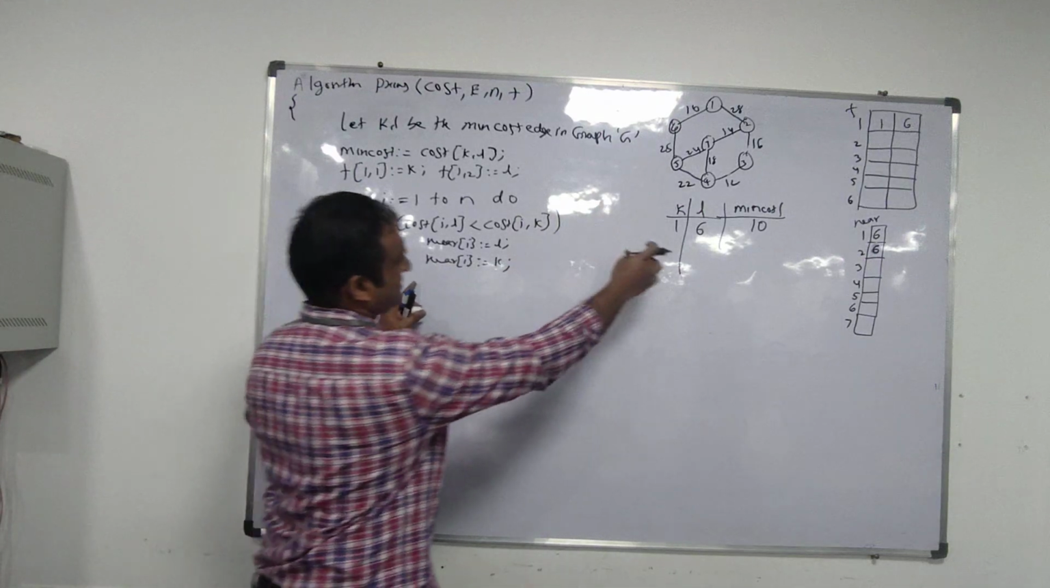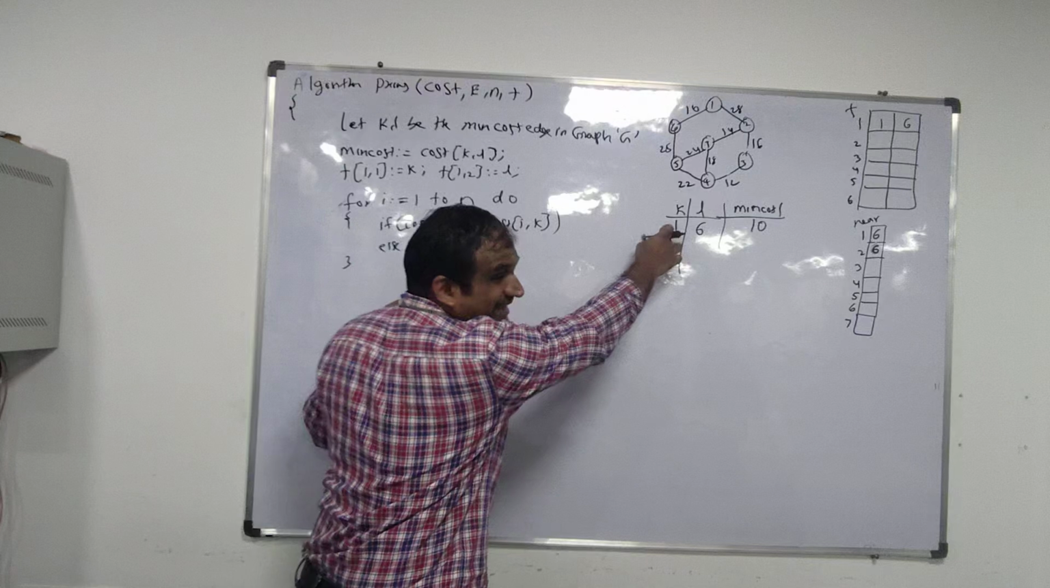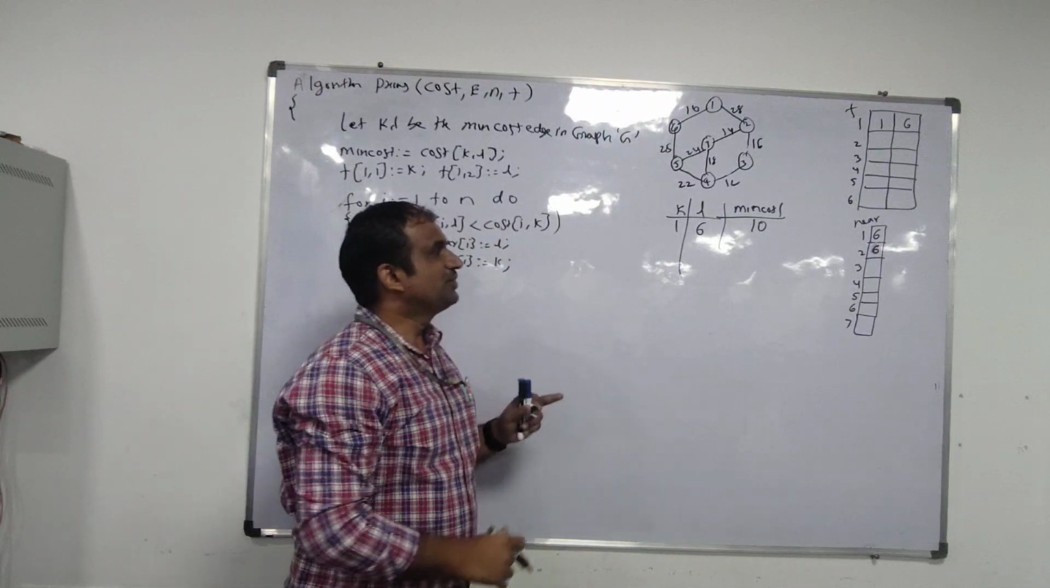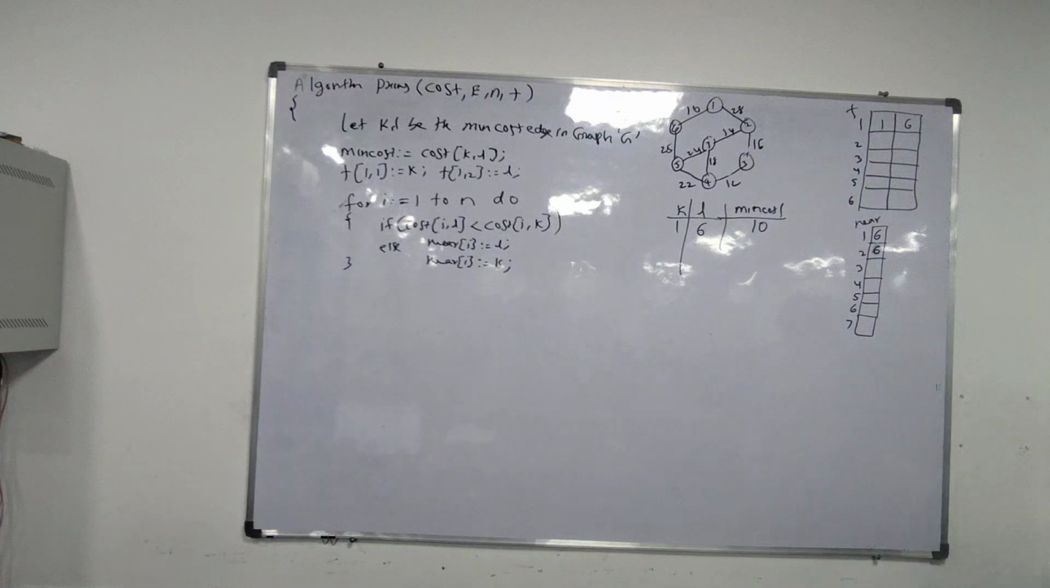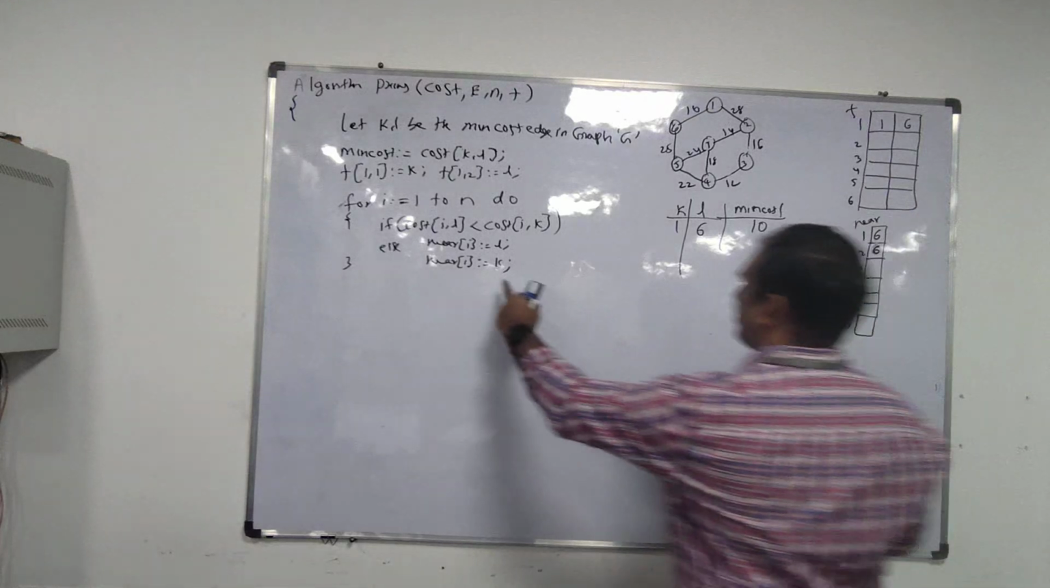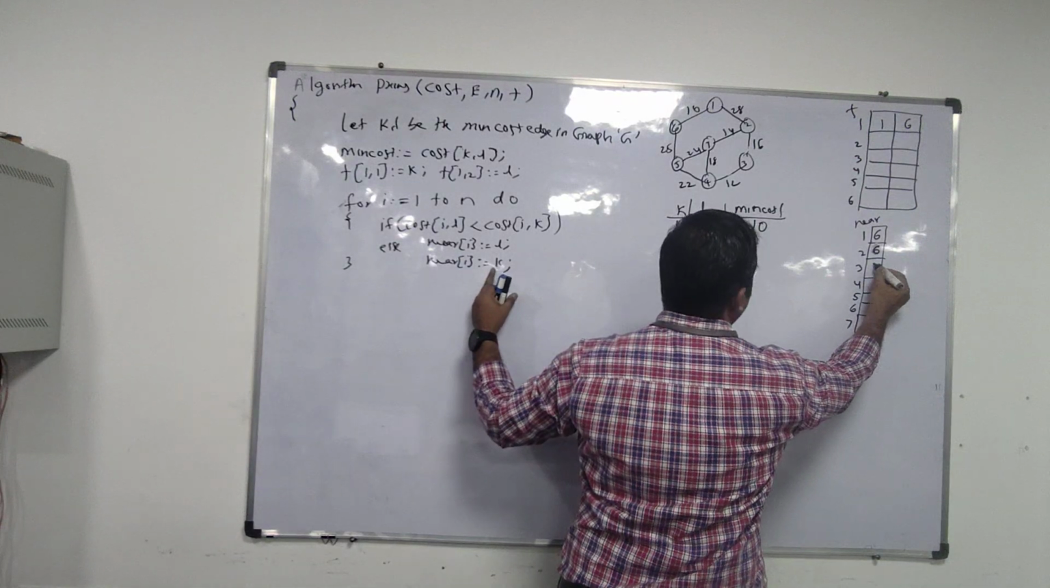3 comma 6 less than 3 comma L. Please check it. 3 comma 6 is what? Infinity. 3 comma 1 is what? Infinity. Infinity less than infinity. False. So K will be near.